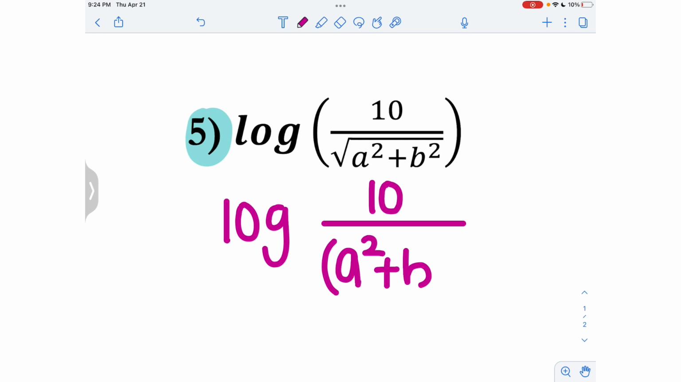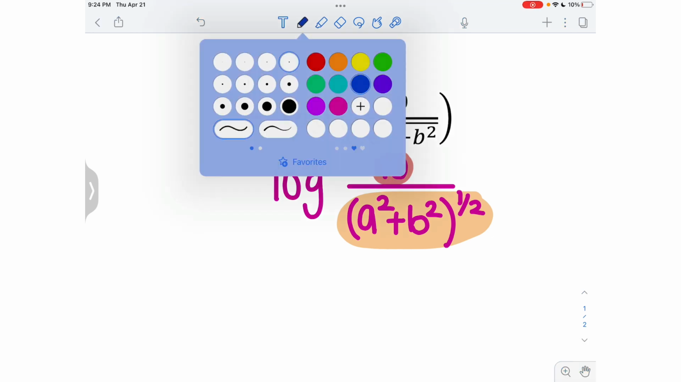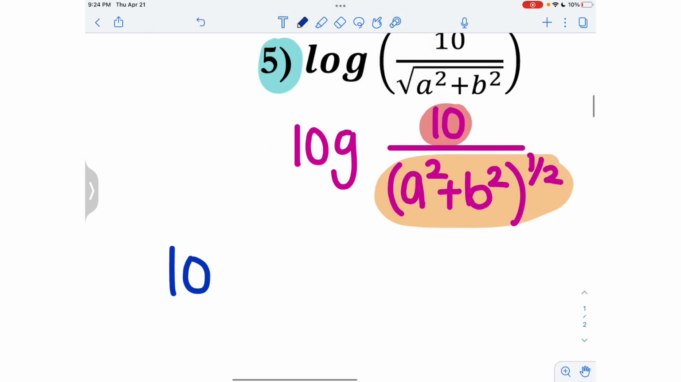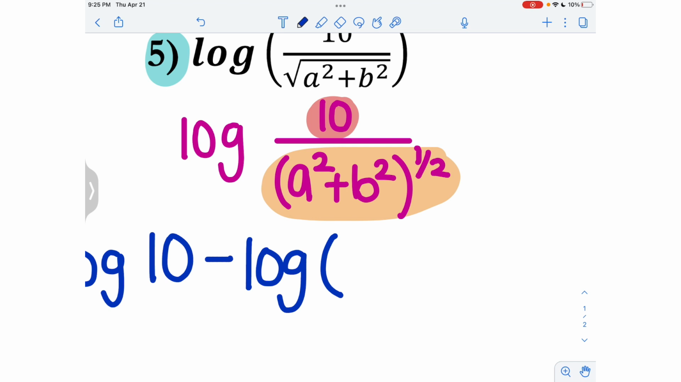Now, I hope you remember from class that you cannot split up a parentheses that has a plus. Unfortunately, it just doesn't work that way. So here is how we will split up this log. We're going to split it up into 2 parts. We have the 10, and then we have this whole denominator, which cannot be split up because it's a parentheses with an addition sign. So here is the answer. We will have to do some simplifying after, but here's the start. We got log of 10 minus, because the next part comes on the bottom, log of parentheses a squared plus b squared parentheses to the 1/2.